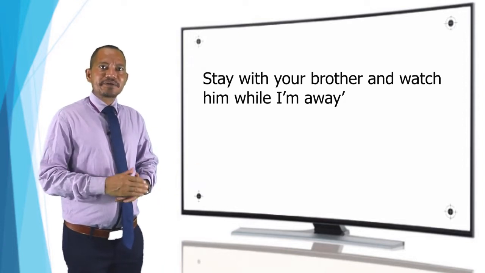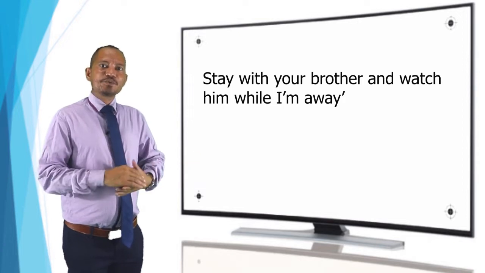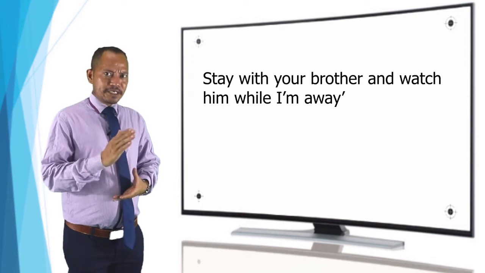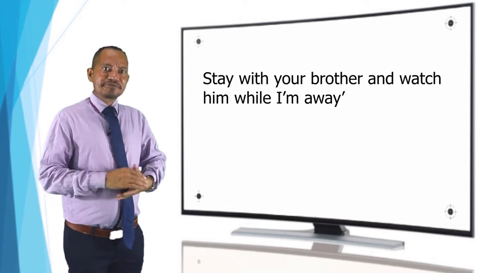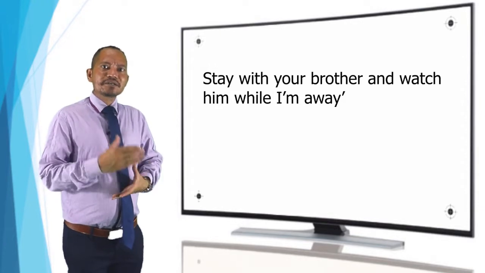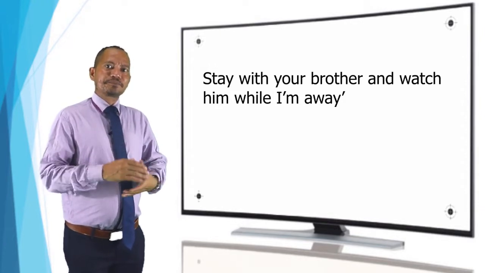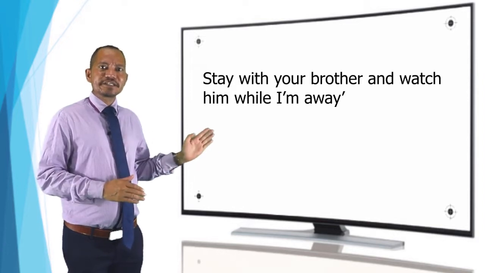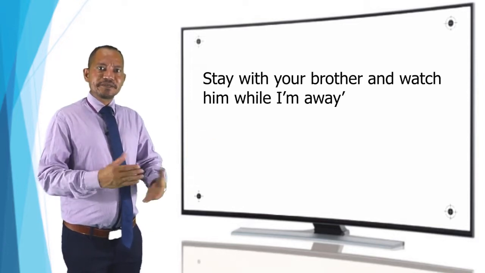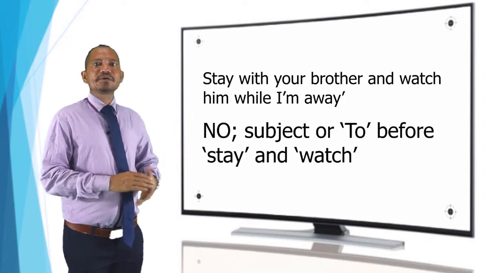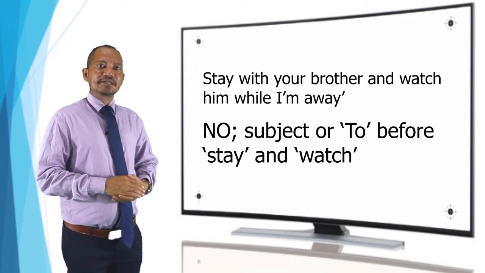Furthermore, both verbs, stay and watch, here start the sentence. Again, notice the imperative clauses or sentences don't always require the subjects or to before the base form of the verbs, as shown in this example. You see, there is neither subject nor to before stay and watch.